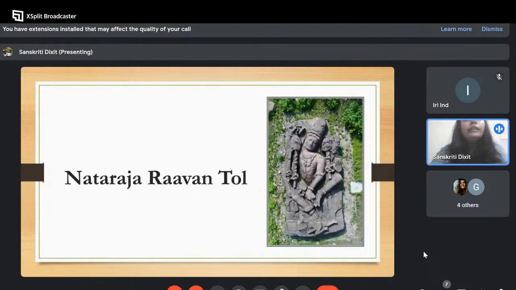So I recently worked on a research topic that was the Nataraj Ravan Toll, which is the name of this site. It is located in Udaipur village of Ganjbasoda Tehsil, Vidisha district, Bhopal Sambhag, Madhya Pradesh. And I was given a task to write a short research article. So how I approached it.